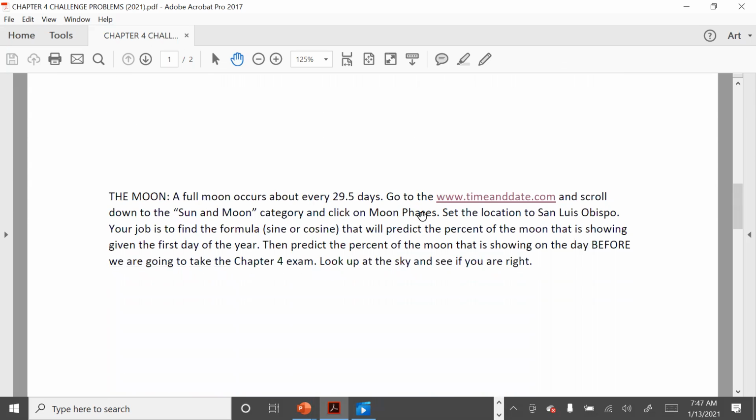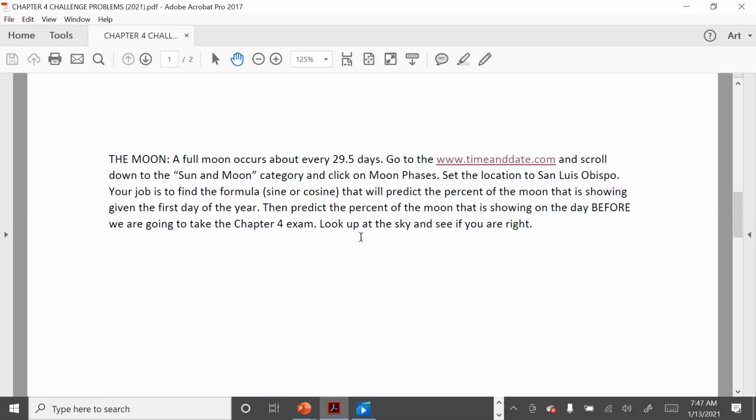Okay, next. The moon. What's that? This is us modeling world behavior, or at least moon behavior. If you go to timeanddate.com and scroll down under the sun and moon category, there's something called moon phases. If you click on it, it'll tell you new moon, full moon, and half moons. And you have to click it for this year only, right? For 2021. So what you want to do is create a sine or cosine curve or formula, whichever one you want, and predict the percentage of the moon that's showing.